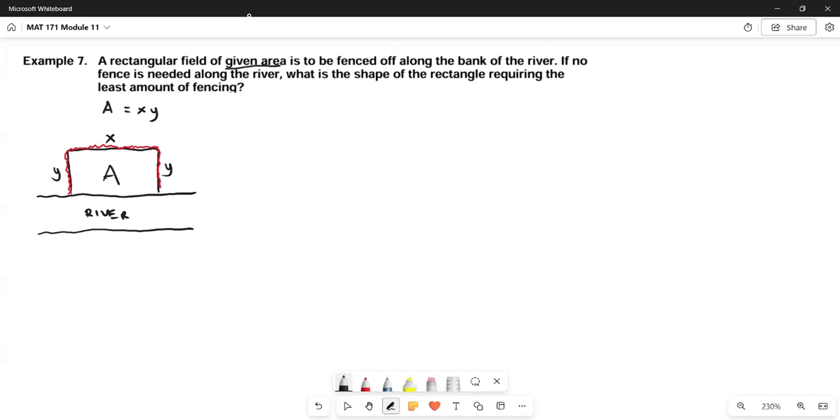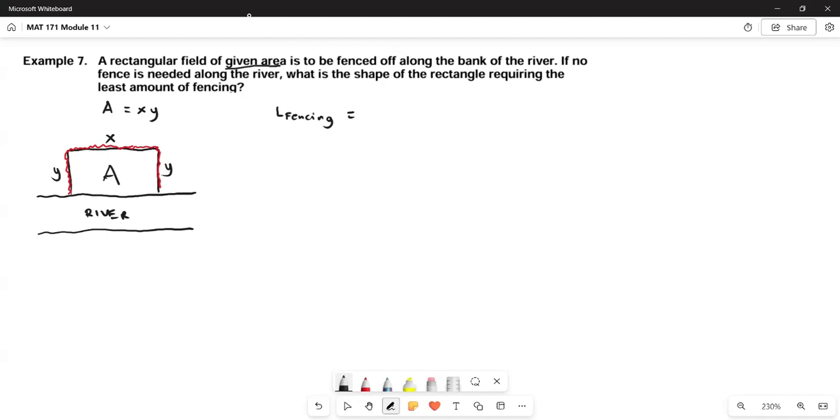So, nagko-construct na tayo ng equation na gagamitin natin for differentiation. Pero identify muna natin kung ano yung i-maximize or i-minimize nating quantity. Based on the problem, least amount of fencing ang binabanggit. Meaning, length of fencing ang i-maximize or i-minimize natin. So, kailangan natin kumuha ng equation for fencing. Sabihin natin, ito yung L, length ng fencing na magagamit natin.